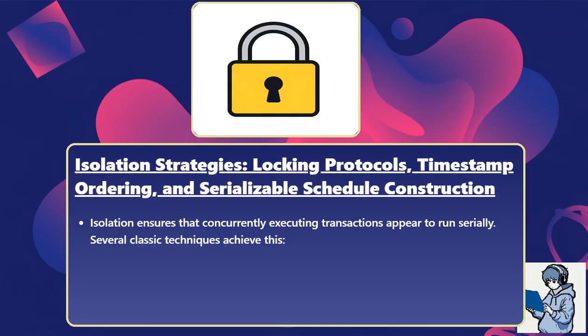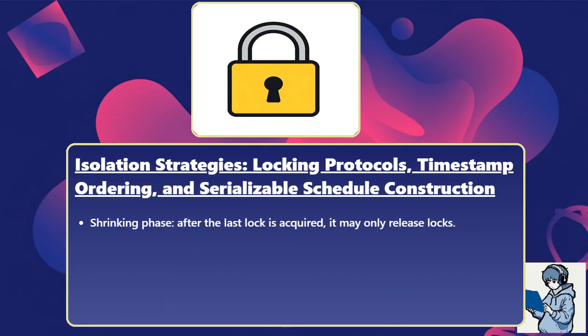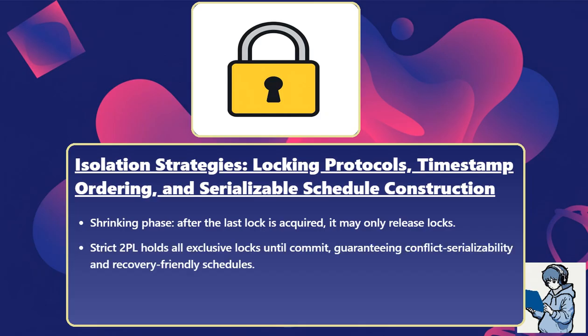Isolation ensures that concurrently executing transactions appear to run serially. Several classic techniques achieve this. Two-phase locking, abbreviated 2PL. Growing phase: a transaction acquires all locks, shared for reads, exclusive for writes, that it needs. Shrinking phase: after the last lock is acquired, it may only release locks. Strict two-phase locking holds all exclusive locks until commit, guaranteeing conflict serializability and recovery-friendly schedules.